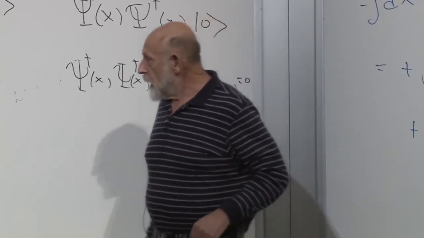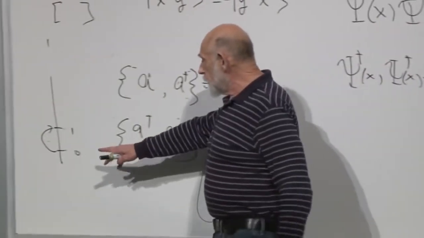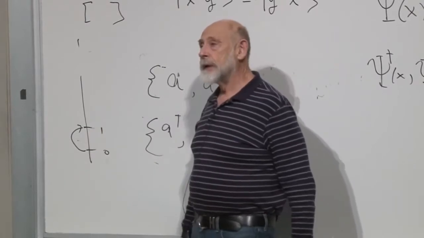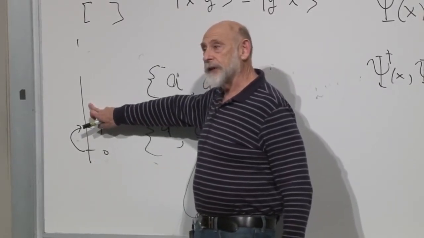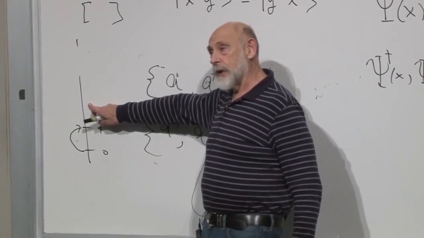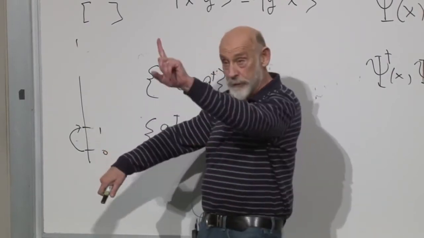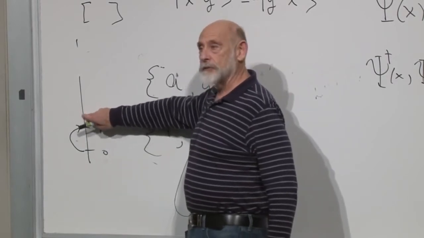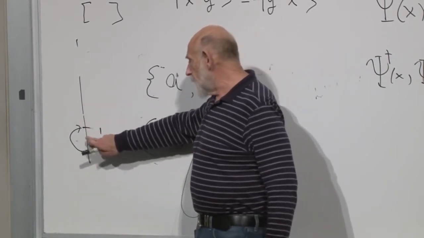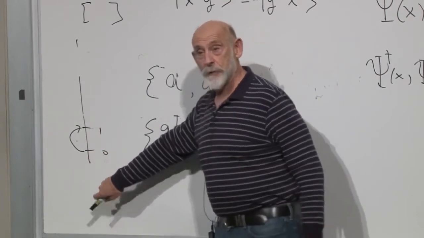Okay. Here, look. Here's a creation operator. The creation operator squared, there's nothing up here for it to give. So it gives 0. For a fermion, if you take the creation operator squared, it's 0. There's nobody here. If you take the annihilation operator squared, it's 0.